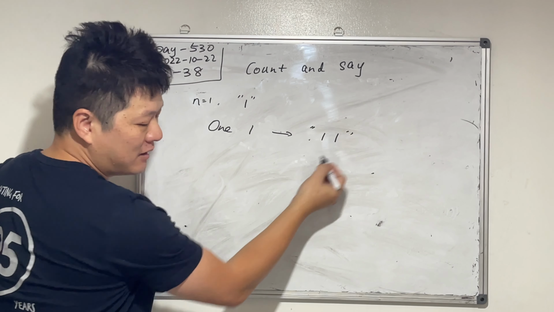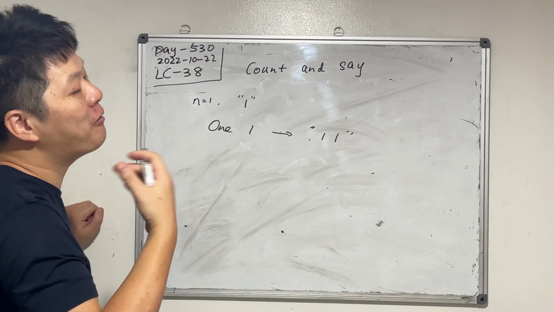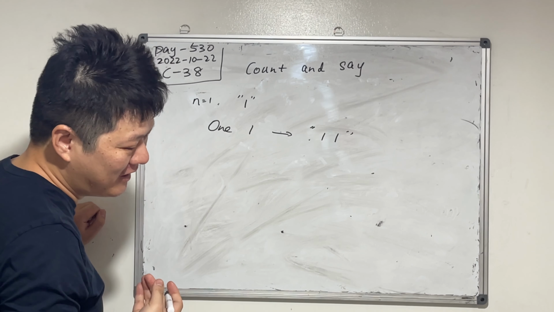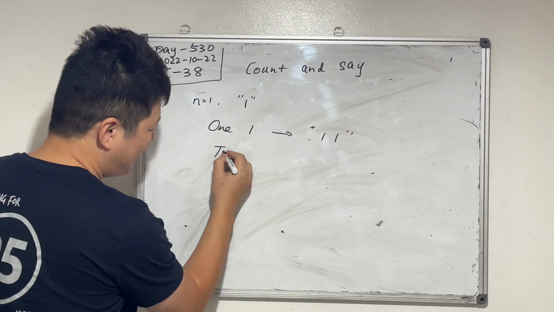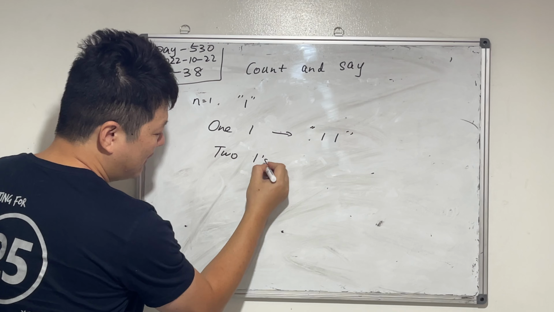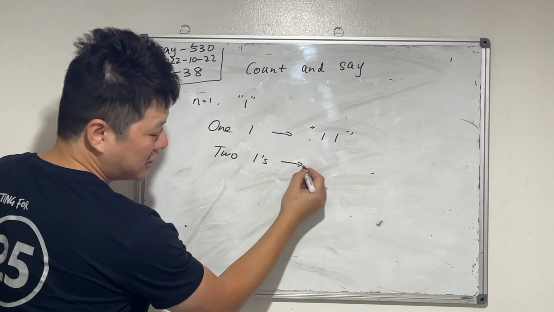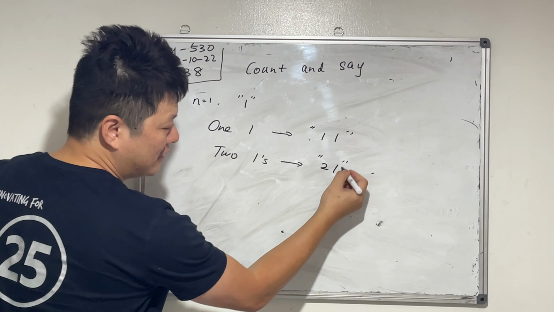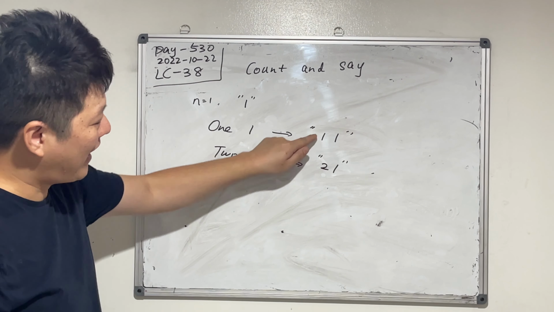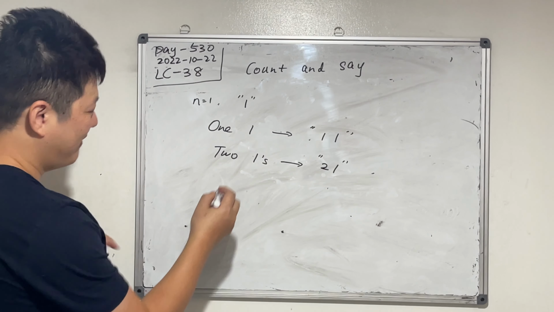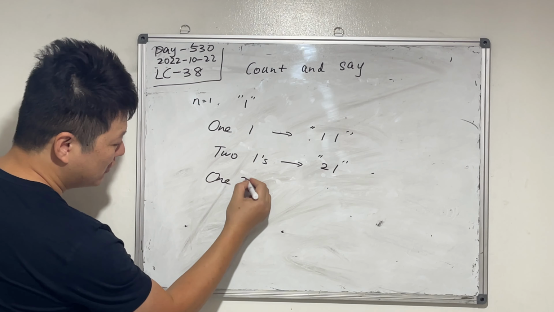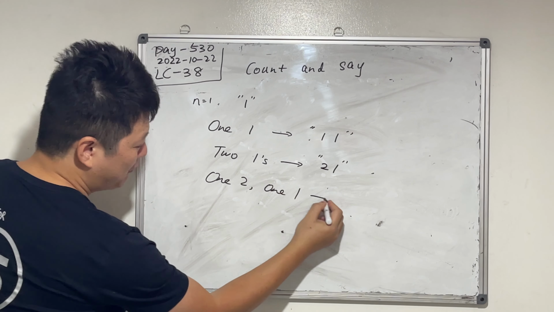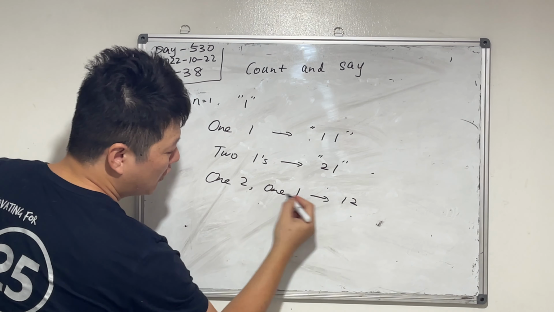So how do you say this? 11. No, count and say how many ones? 2. Two ones. So it becomes 2, 1. Look, how do you count and say this one? Like that: 1, 2, 1, 1. Well done. So it becomes 1, 2, 1, 1.